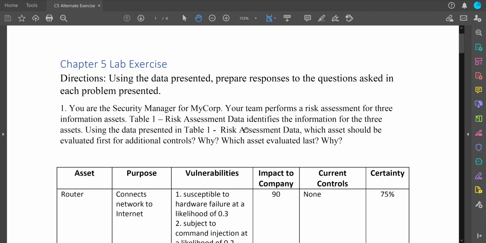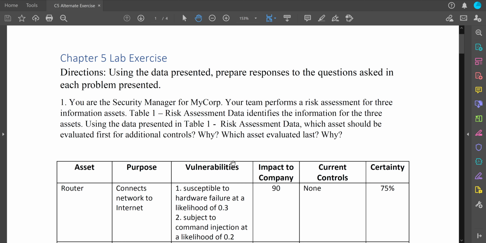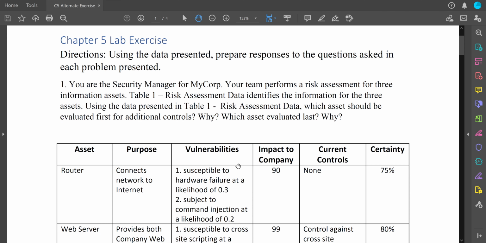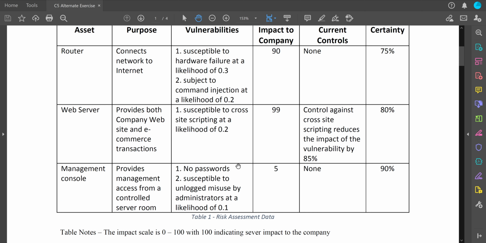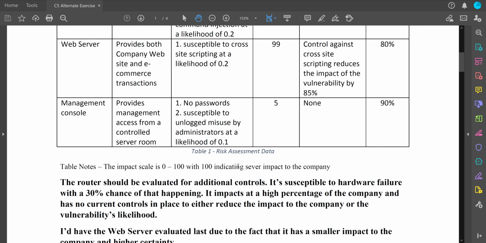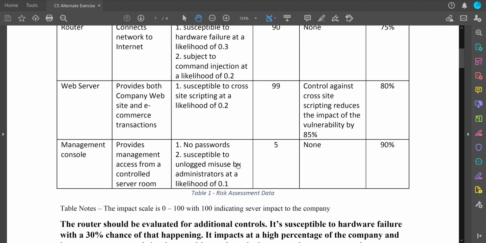So, first question, they ask you, you are the security manager for MyCorp. Your team performs a risk assessment for three information assets. Table 1, the risk assessment data, identifies the information for the three assets. Using the data presented in Table 1, which asset should be evaluated first for additional protocols? Why? Which asset is evaluated last? Why? Okay, now for this one, I did end up saying that the router should be evaluated first.